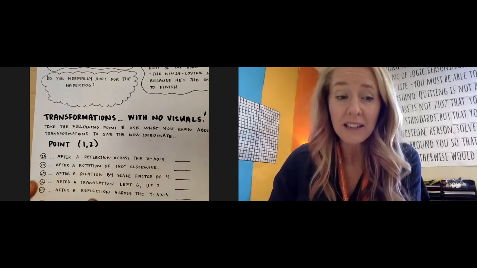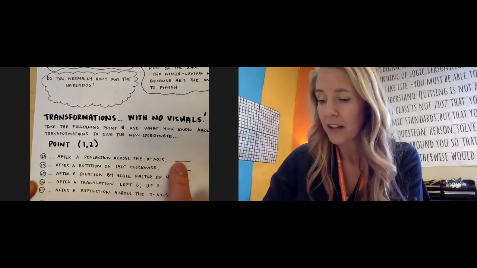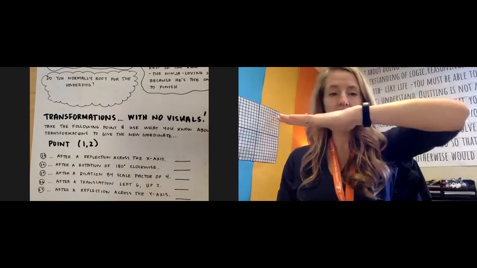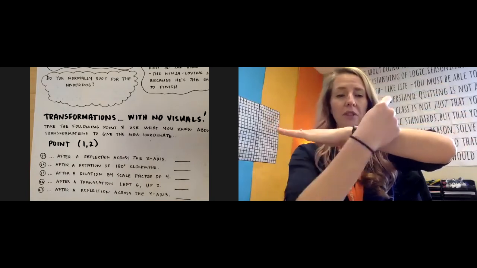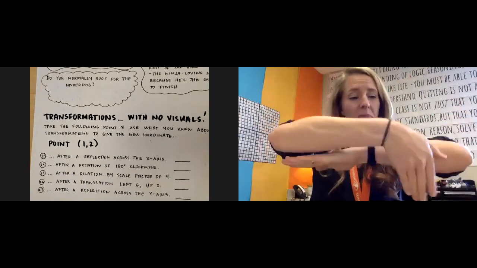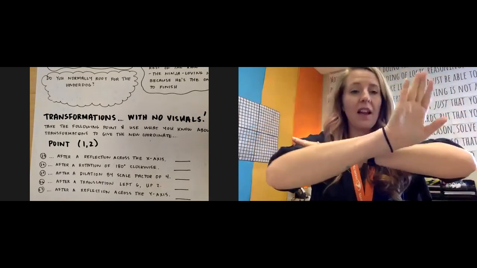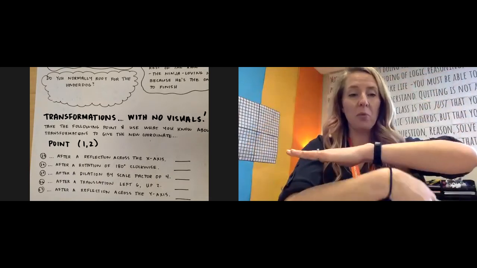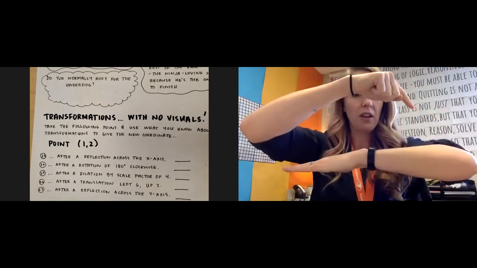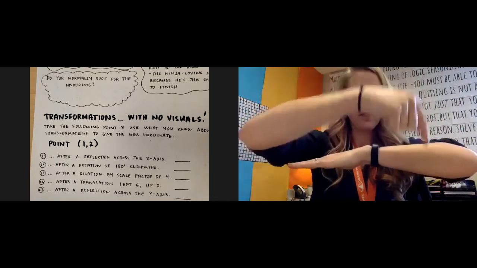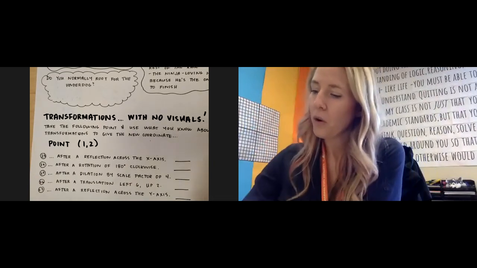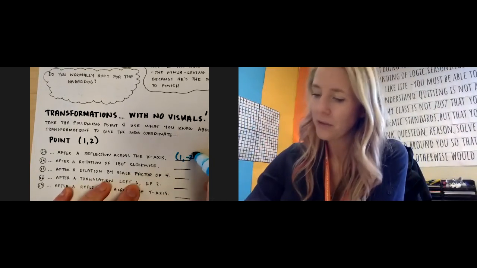If you reflected across the x-axis, what's that going to look like? So I know that this is my y-axis, this is my x-axis. If I go over 1, up 2, and I'm going to reflect across the x-axis, I am not changing my x. I'm not changing my left, right. I'm changing my up, down movement. So my y becomes the opposite sign. Okay, so over 1, up 2 is going to go down here somewhere. So it's over 1, down 2. Okay. Over 1, down 2.